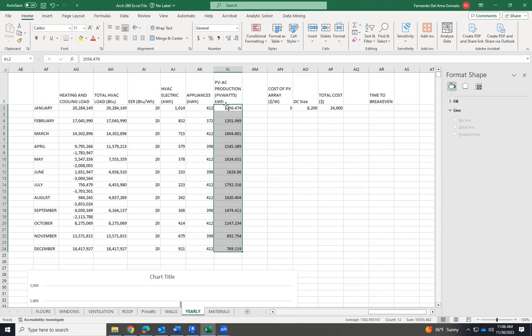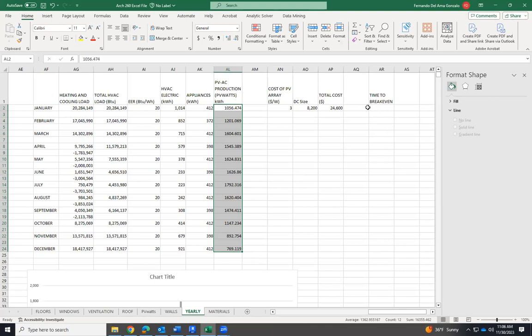the AC production, and it comes at a price. If we generate it for free with our PV array, well, for free, we have already spent this, but then we can generate all this energy throughout the year. That's what we are going to do right now, this time to break even.